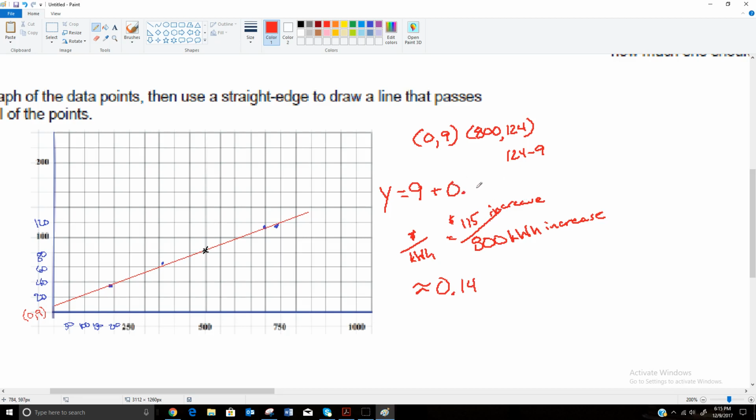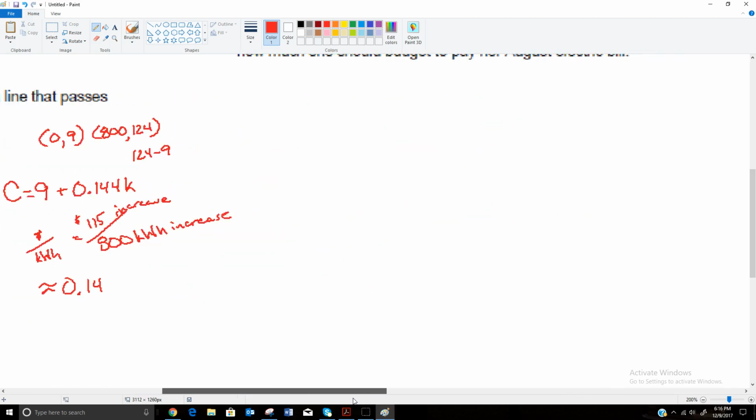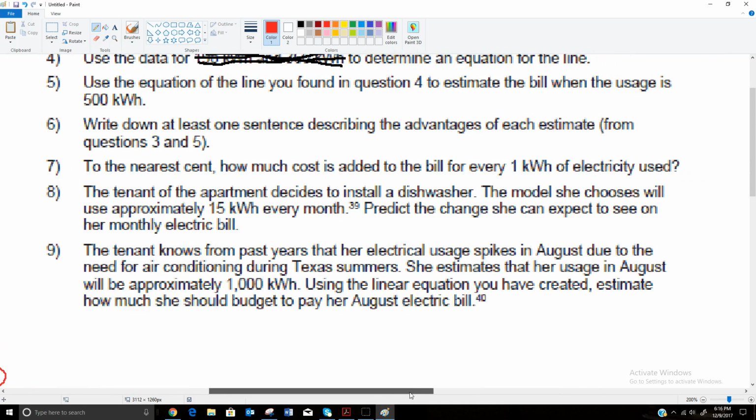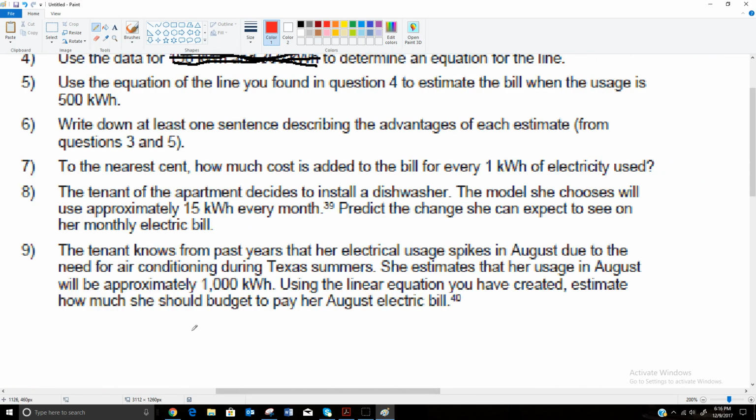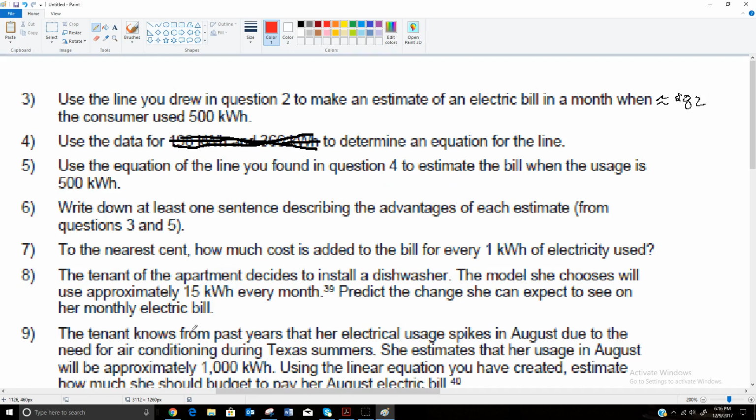So I'm going to put 0.144 per kilowatt hour. And I'm going to go back and change the y to a c for cost. So the cost is, it appears from the graph, about $9 to start with, and then it goes up a little bit over 14 cents per kilowatt hour. Why is there $9 initially? Well, most services have an initial fee, whether it be your phone or your electricity or your cable bill. You can add on things, but there's usually a starting base number.